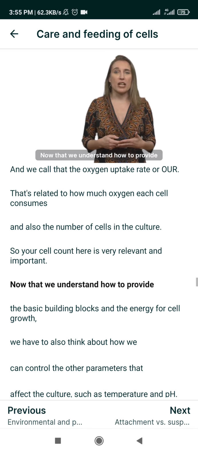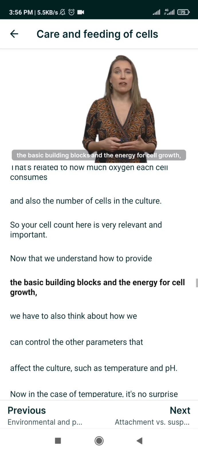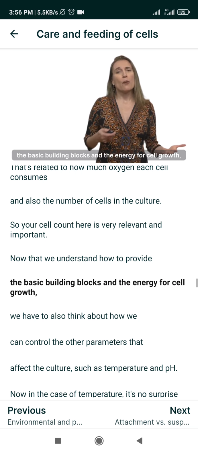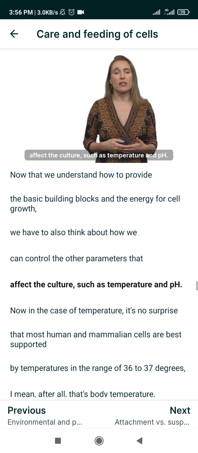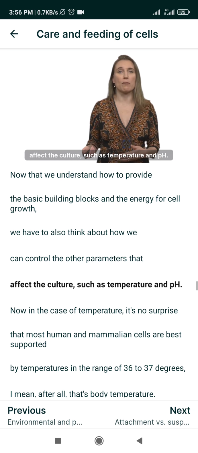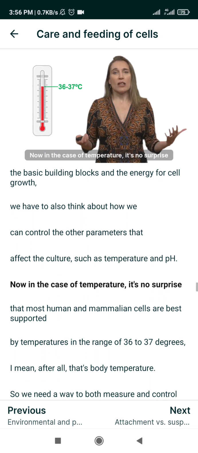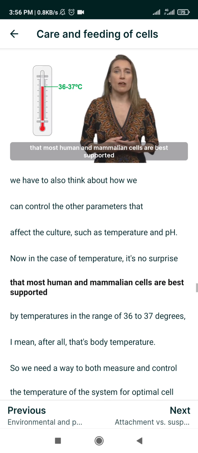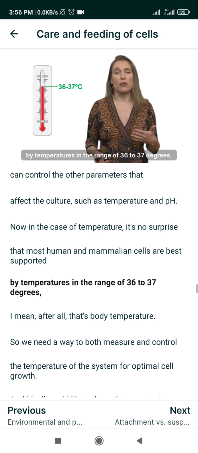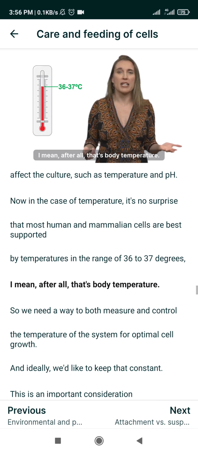Now that we understand how to provide the basic building blocks and the energy for cell growth, we have to also think about how we can control the other parameters that affect the culture, such as temperature and pH. Now, in the case of temperature, it's no surprise that most human and mammalian cells are best supported by temperatures in the range of 36 to 37 degrees.